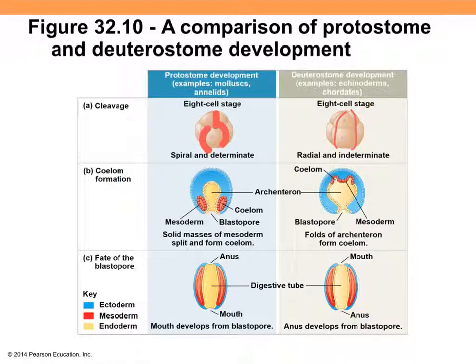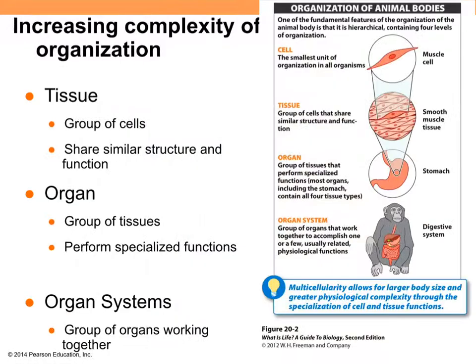The next thing to look at is the blastopore. So this hole that pinches into the blastula. In protostomes, this blastopore is going to develop into the mouth of the organism. With our deuterostomes, that blastopore is going to become the anus. So protostomes, the mouth develops first, and in deuterostomes, the anus develops first.